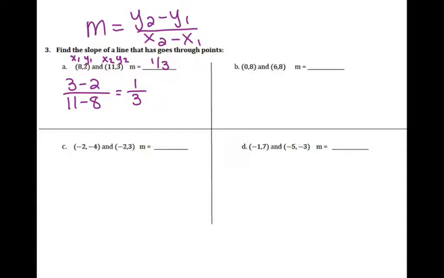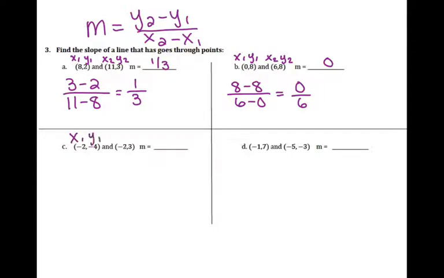For letter B, again, x1, y1, x2, y2. I have y2 minus y1 over x2 minus x1. That gives me 0 over 6, and 0 divided by 6 is 0.